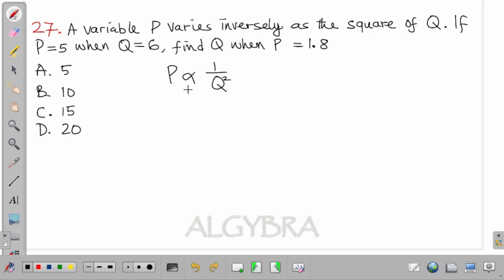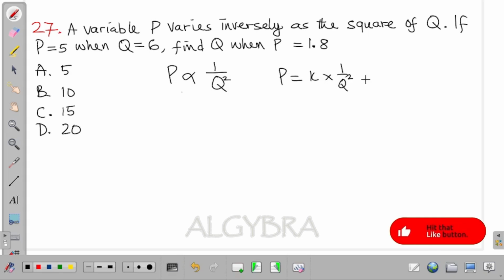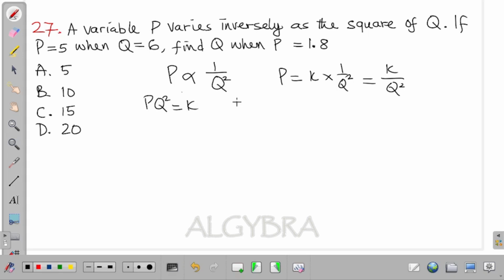Now, if we want to remove this sign of proportionality, we're going to introduce a constant into this problem. So it's going to be P is equal to K times 1 over Q squared. So this K is a constant, right? And we can represent this as K over Q squared. So we're going to find the value of K, because if I want to make it the formula subject, I'm going to move this Q squared to the left hand side. So I'm going to have that PQ squared is equal to K, or K is equal to PQ squared.